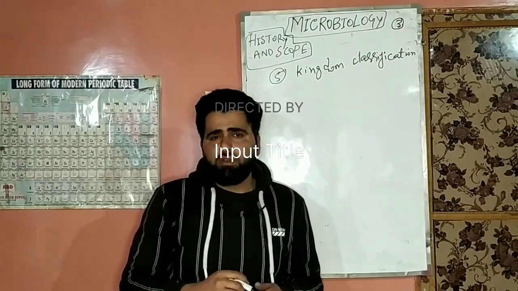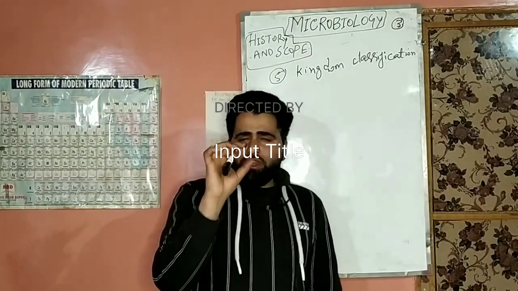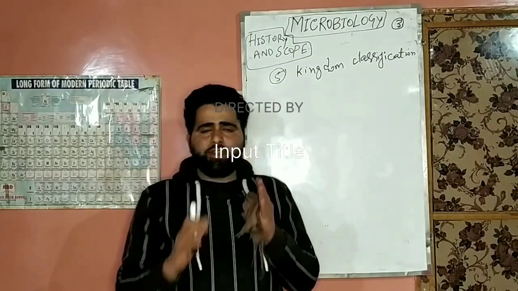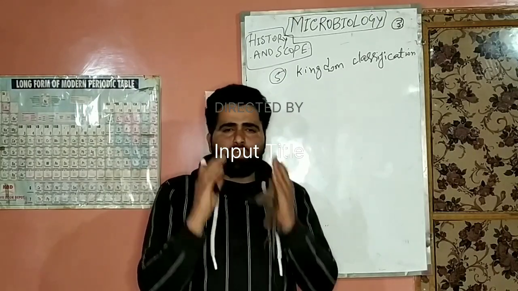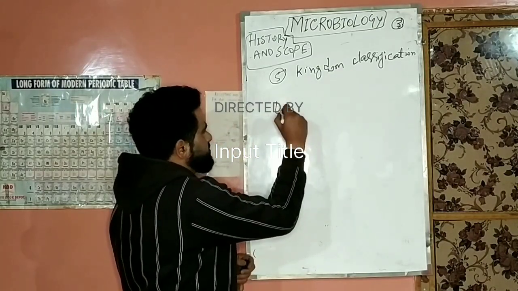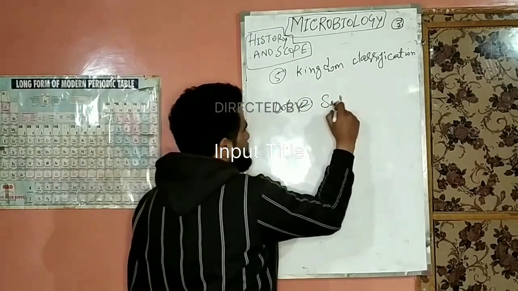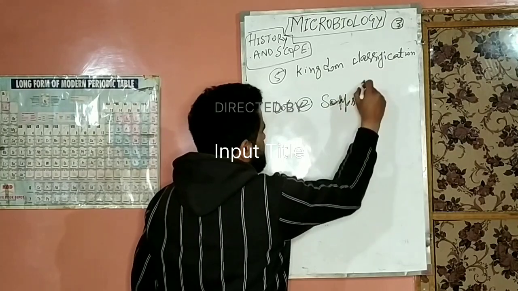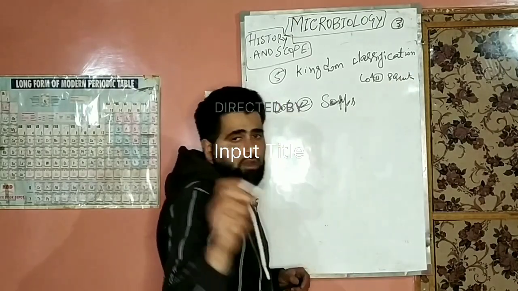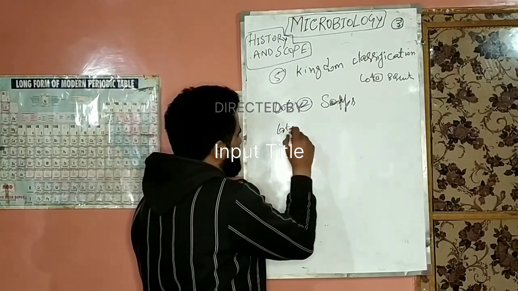Why do we do classification? Because, here is an example of a shopkeeper. You are a shopkeeper, and you have a lot of items in your shop. Suppose lot number 1 is biscuits, lot number 2 is soaps, lot number 3 is detergents.